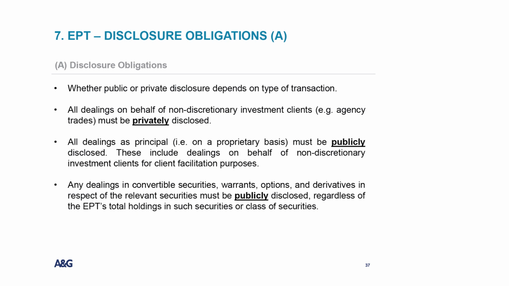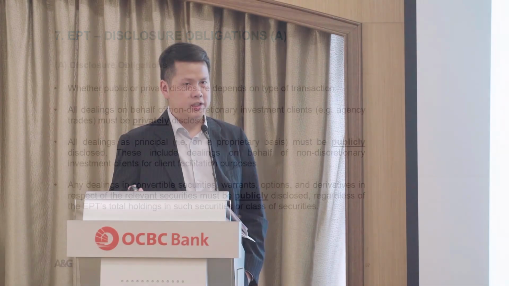Essentially, all dealings on behalf of non-discretionary investment clients, so your agency trades, will be privately disclosed. All dealings as principal, where you're taking on a proprietary position, will be publicly disclosed. For ease of reference, if you have an agency trade, that's a private disclosure, but just about all other forms of EPT dealings will be a public disclosure. And any dealings in convertible securities, warrants, options, and derivatives will have to be publicly disclosed, regardless of how many such instruments or securities you hold.